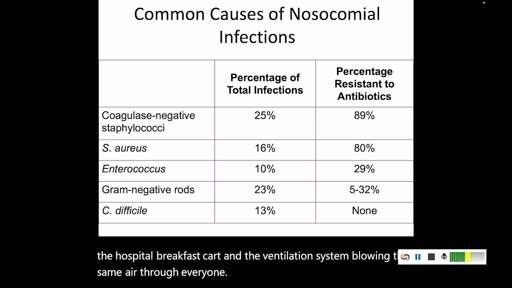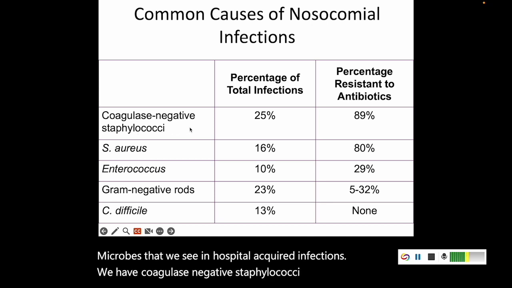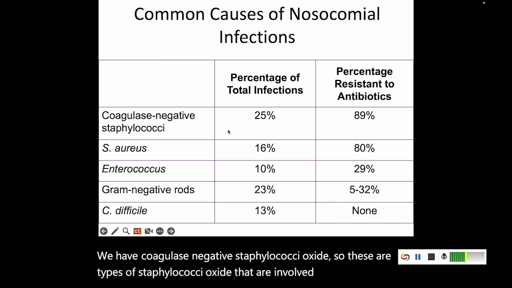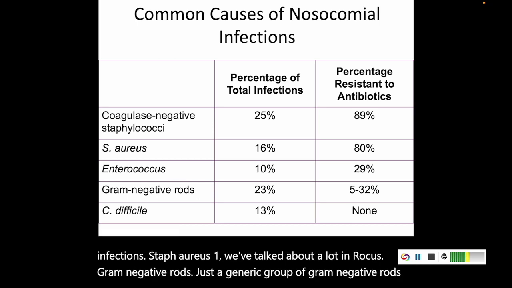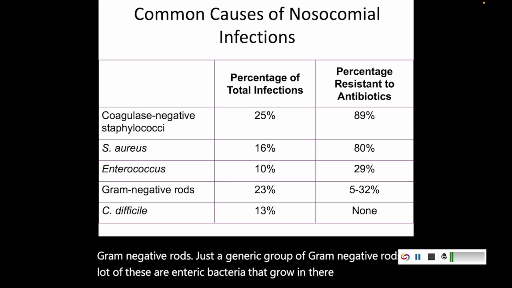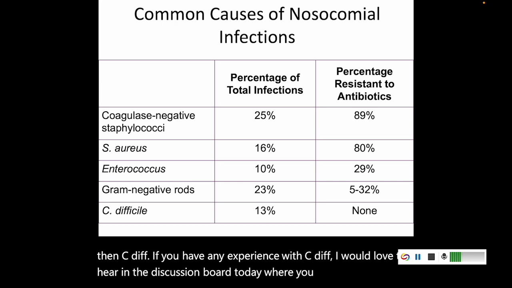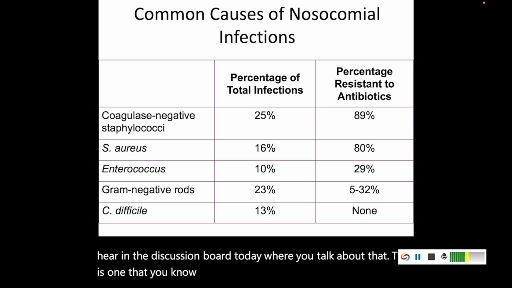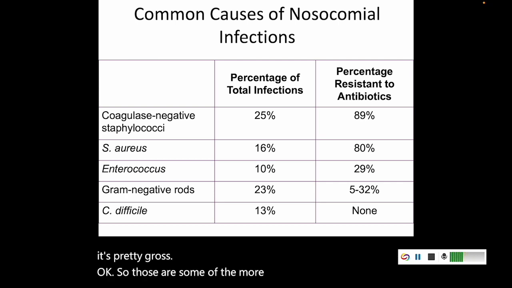Microbes that we see in hospital acquired infections, we have coagulase negative staphylococci. So these are types of staphylococci that are involved in about a quarter of nosocomial infections. Staph aureus, one we've talked about a lot. Enterococcus. Gram-negative rods, just a generic group of gram-negative rods. A lot of these are enteric bacteria that grow in the intestines. And then C. diff. If you have any experience with C. diff, I would love to hear in the discussion board today where you talk about that. This is one that, if you've dealt with it, you definitely know it's pretty gross. Okay, so those are some of the more likely causes of nosocomial infections.